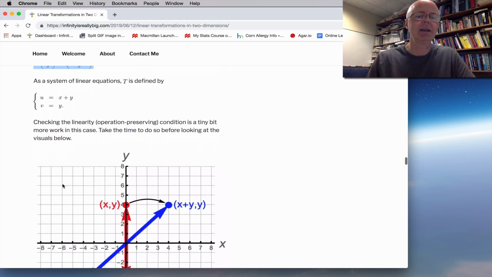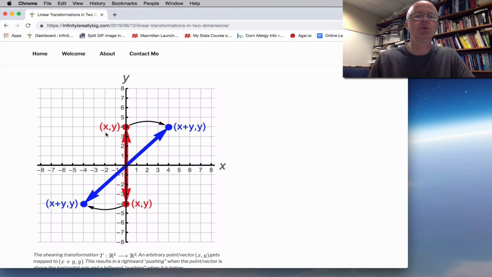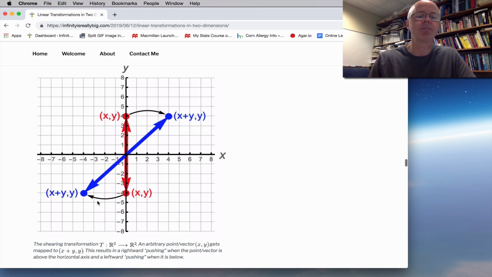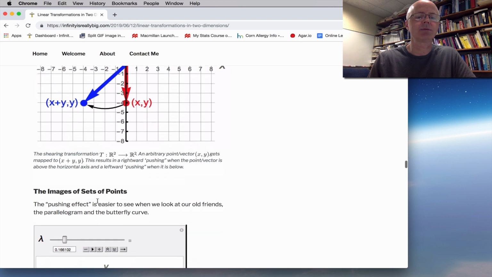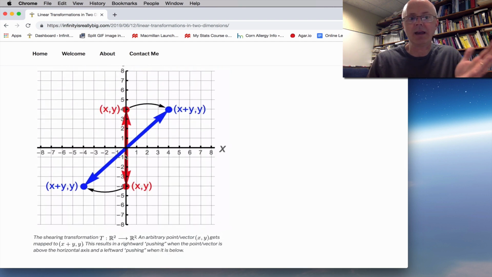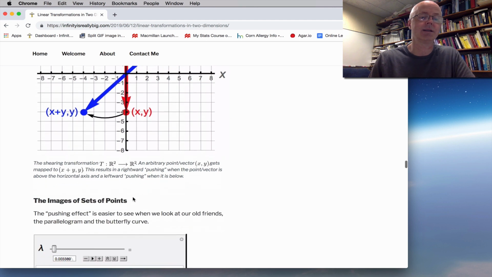and as a system of equations as this. Here's what it's doing to an arbitrary vector x, y that happens to be on the y-axis, so actually its x-coordinate is 0. It's getting mapped to this point, x plus y, comma y. If it's below the x-axis, it's getting mapped to this point, x plus y, comma y. You should try this with some examples. You can have an input point that's not on the vertical axis as well.